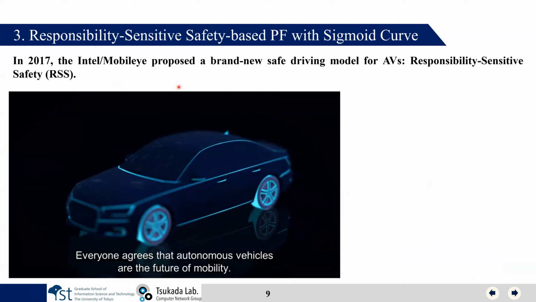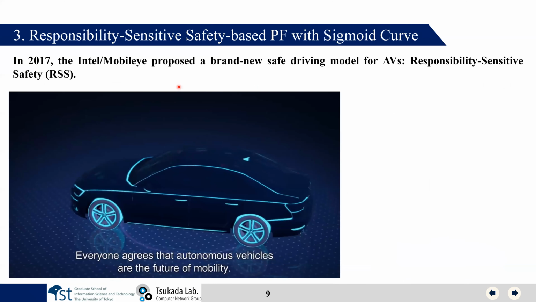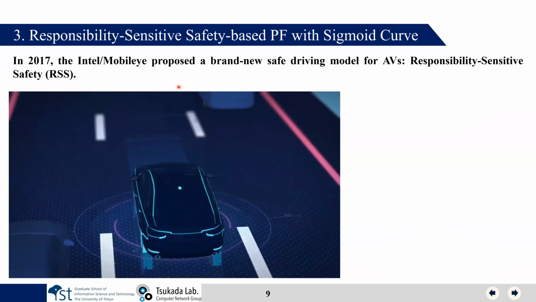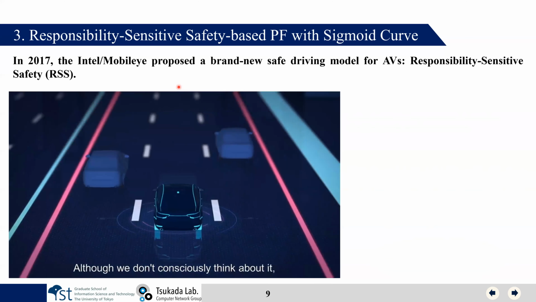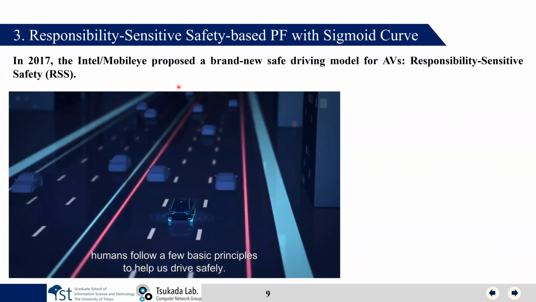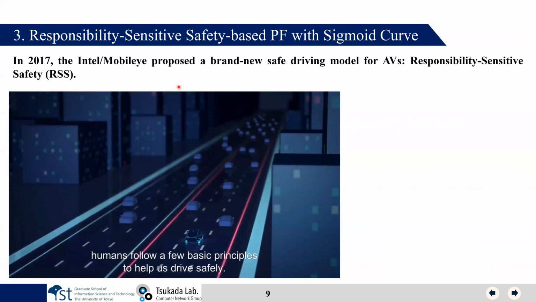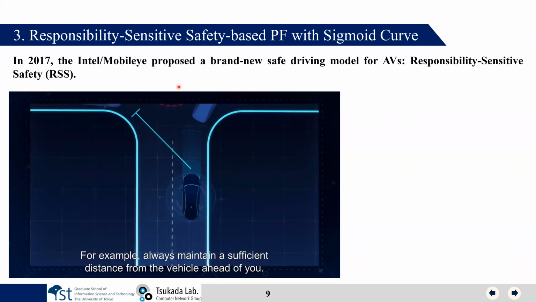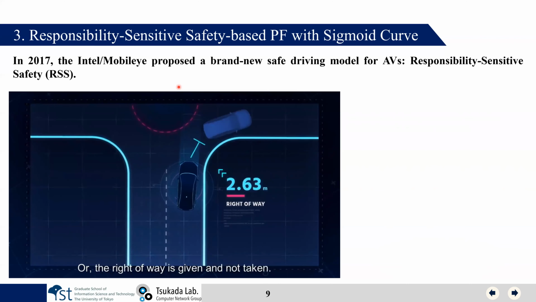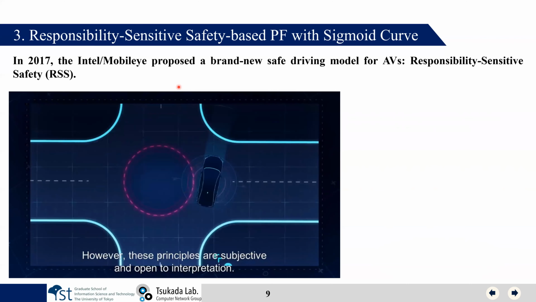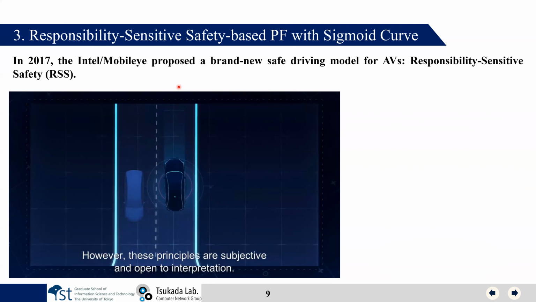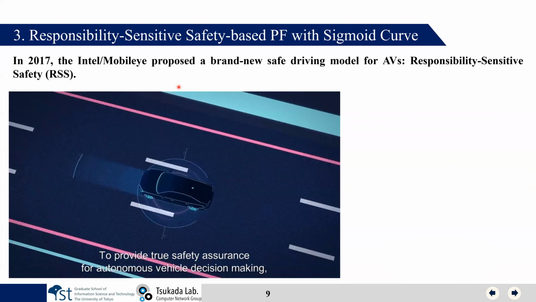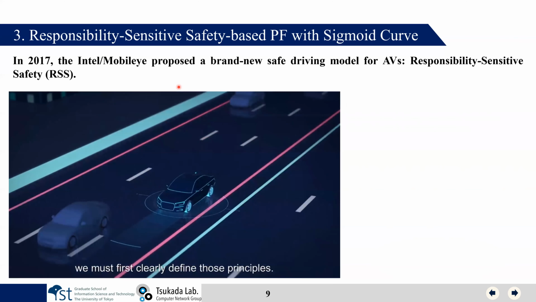Everyone agrees that autonomous vehicles are the future of mobility. But how can we be assured of their safety? Although we don't consciously think about it, humans follow a few basic principles to help us drive safely. For example, always maintain a sufficient distance from the vehicle ahead of you, or the right-of-way is given and not taken. However, these principles are subjective and open to interpretation. To provide true safety assurance for autonomous vehicle decision-making, we must first clearly define those principles.